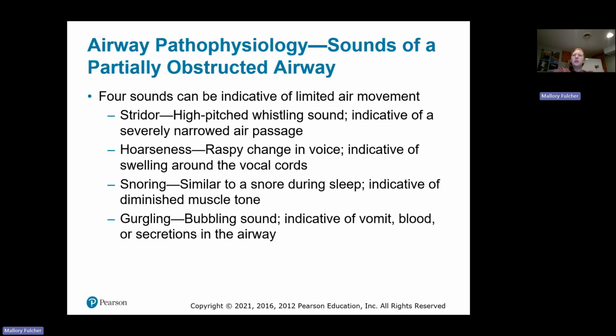When we have partially obstructed airways, whether it's upper airway, lower airway, etc., our airway produces different sounds. So snoring would be the one that we're probably all pretty familiar with. When we talk about snoring medically versus snoring during sleep, there are a few differences, right?